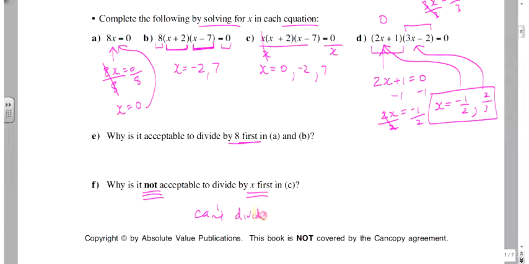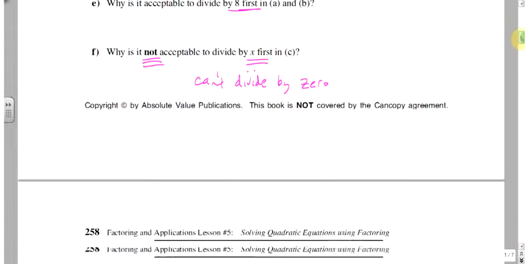Okay? That might be an option for x. So you can't divide by x. Okay? Because it's a variable, it might be 0. Can't divide by 0.